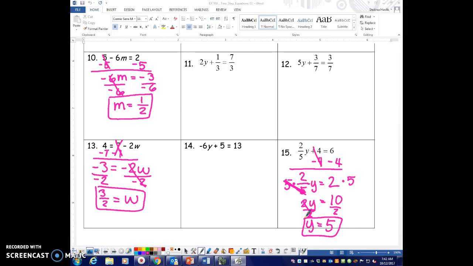Okay. Be sure to show me all of your work for all these problems. Please let me know if you need any help on this, because this is very important for the rest of Algebra 1.